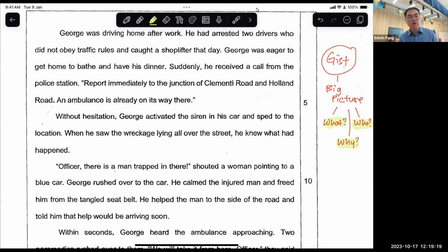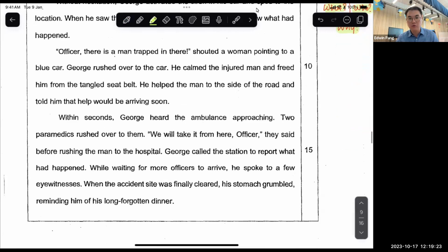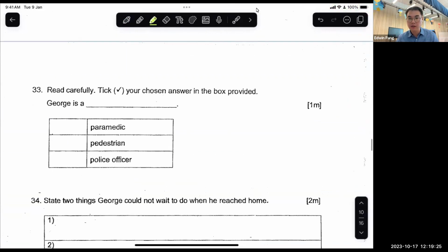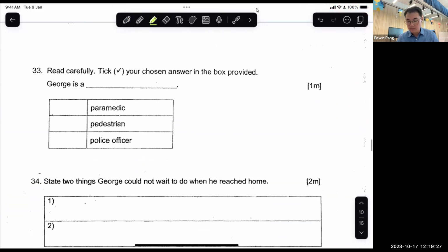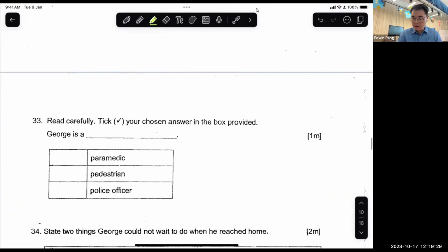Then the second time you read will be after you read the questions. So you will go back to the questions. We'll scroll down to the questions. Can I scroll? Are you all done? Okay, so now I go to the questions. So question 33. Now, something you must always pay attention to, and I want you to highlight along with me, is the number of marks.